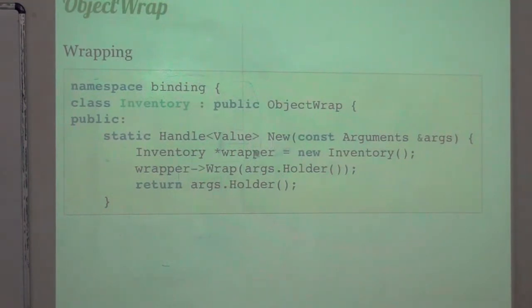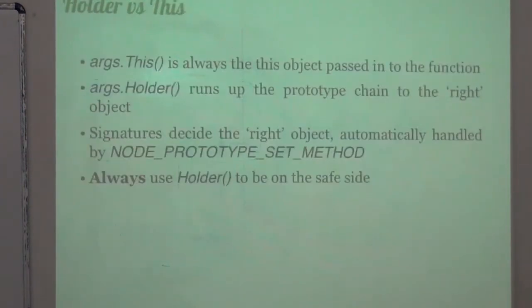And then what you're doing is internally creating an actual instance of the same class itself, okay? This class Inventory and here Inventory, it's the same thing, right? So you create a new instance of that, and then you wrap it around args.This, right? Except I'm not using This, I'm using Holder. So what's the difference between Holder and This? If you realize, in the first one, when I was just dealing with the items and getting and setting them, I was using args.This, right? And now I suddenly switched to using Holder. So what's the difference?